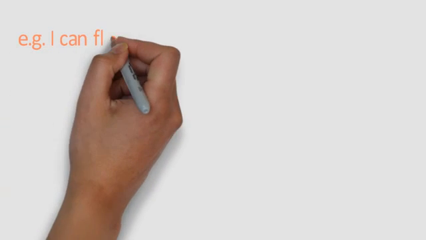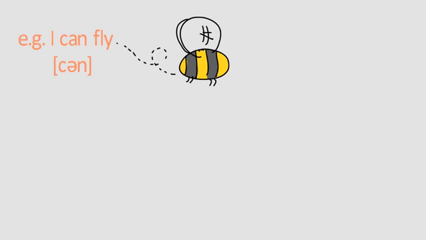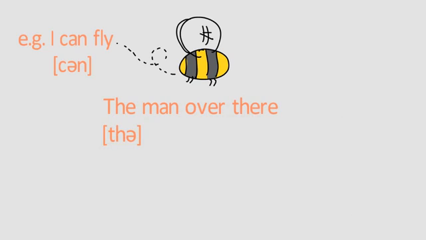Here are some examples. I can fly. Here, the sentence stress falls on fly, so the function word can is reduced and pronounced can. Listen, can. I can fly, can. Or, the man over there. Here, the stresses fall on man and there, so the article the is pronounced in its weak form. The. Listen, the man over there, the.